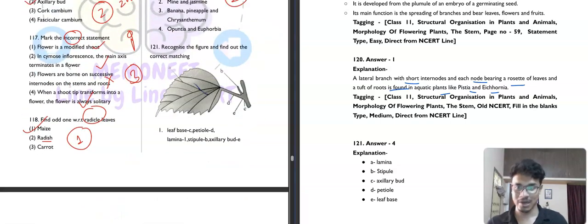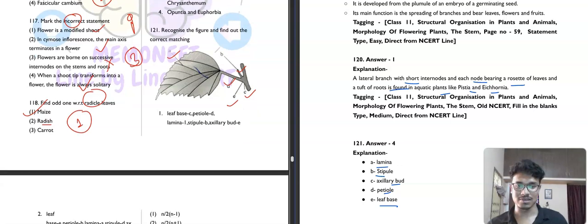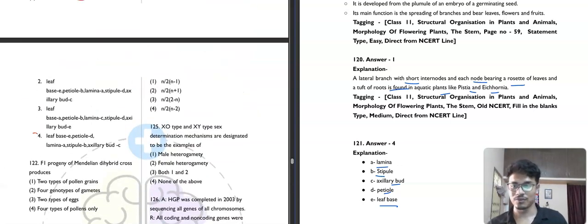Question number 121. Recognize the figure and find out the correct matching. Here A is the lamina, and B is the stipule. Some leaves have these small outgrowths at the base, which are called stipules. Then C is the axillary bud. Don't confuse stipule with the axillary bud. Then D is the petiole, which holds the leaf, and E is the leaf base. This is given in the NCERT. You can easily answer. So for question number 121, the fourth option will be our correct answer.